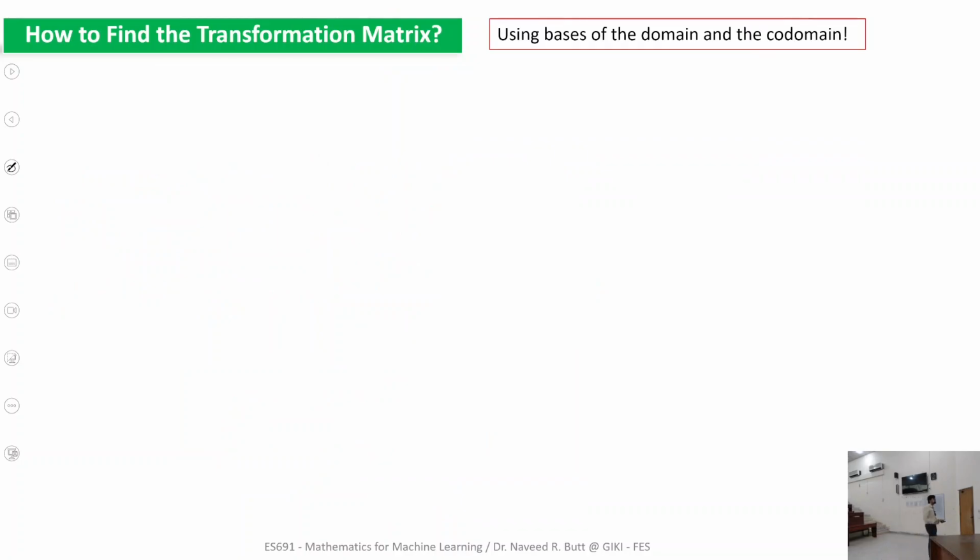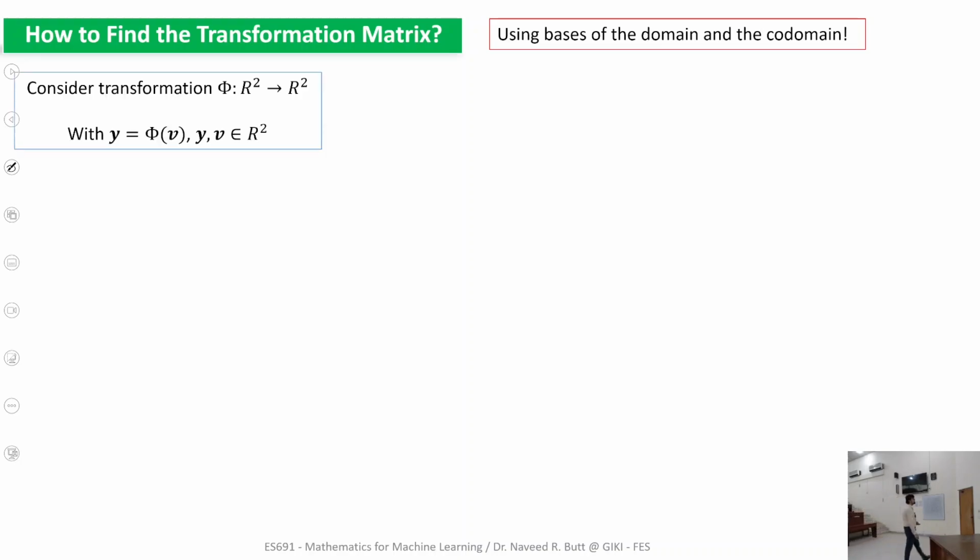So now the important question: how do we find the transformation matrix, right? You have a formula for a transformation, and now you want to find how to translate this formula into a matrix that represents the transformation. So let's see, we have a transformation. I'm skipping the word linear now, but I'm looking only at linear ones, not any other. So consider a linear transformation R2 to R2 defined like this, that's fine.